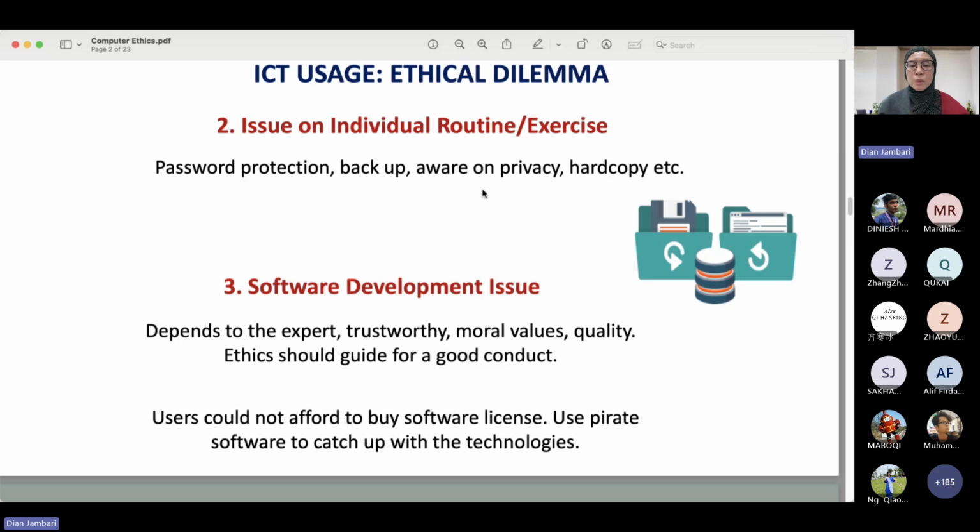But we do have a dilemma of not following the recommended way of handling passwords for full protection. One example of a good practice is making sure that we change our password on a frequent basis, so not using the same password for years. But not every individual does that. So why does it become an ethical dilemma?